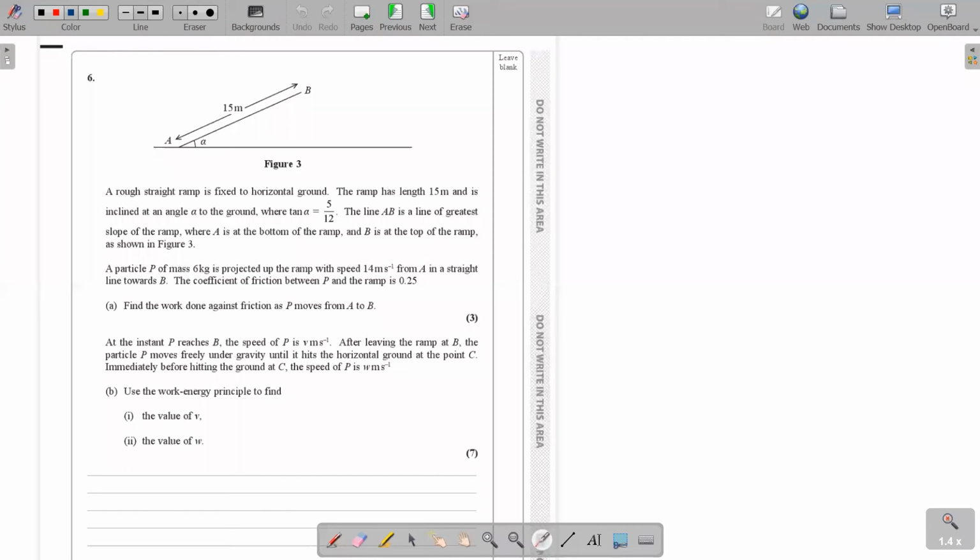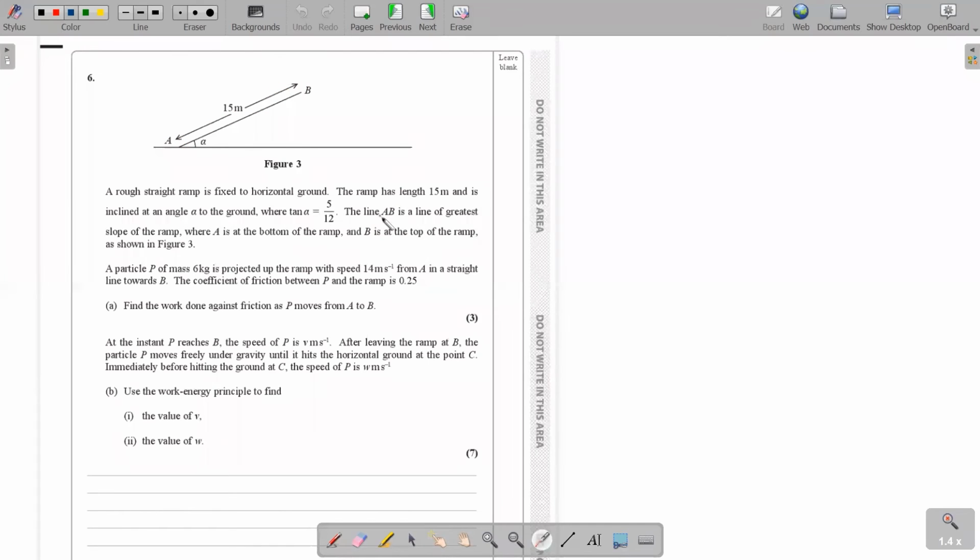Okay, question number 6. A rough straight ramp is fixed to horizontal ground. The ramp has length 15 meters and is inclined at an angle alpha to the ground, where tan alpha equals 5 over 12. The line AB is a line of greatest slope of the ramp, where A is at the bottom of the ramp and B is at the top. A particle P of mass 6 kg is projected up the ramp with speed 40 meters per second from A in a straight line towards B. So they are projecting a particle from A towards B.